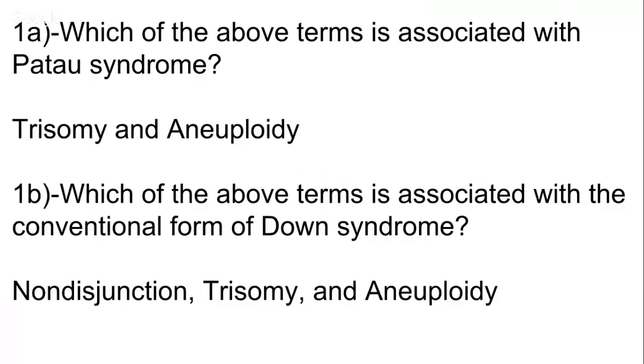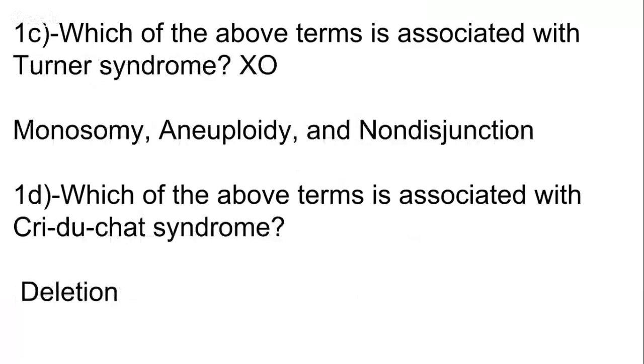And then for number B is which ones are associated with the conventional form, not the familial form, of Down syndrome. And that's going to be non-disjunction, trisomy, which is trisomy 21, and aneuploidy. And it's non-disjunction because that's how it gets the 3 chromosomes in chromosome 21. And thinking back, Patau syndrome is probably going to be non-disjunction too.